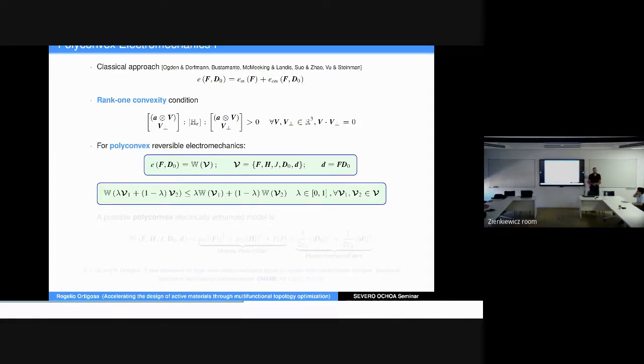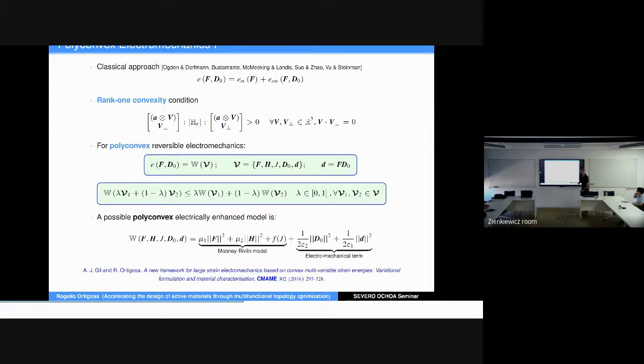A very simple model that summarizes that is actually the one that you see here. So this would be, first part is purely mechanical, it's a Mooney-Rivlin material, which would be convex in F, H, and J, provided that F is a convex function. And then you have a convex function of D0 and a convex function of D. However, forget about this electromechanical term. If you want to understand polyconvexity, what it means, just focus on this one. This is clearly convex in these 3 entities.